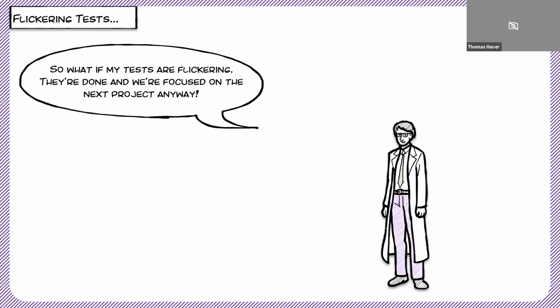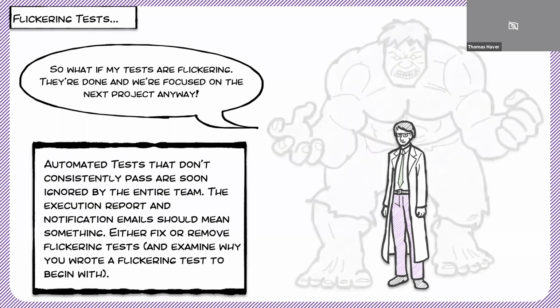Another one that I previously mentioned were the so-called flickering tests. So like you send off an execution report, half the tests fail, and you send it off again and a different number of tests fail, and nothing has changed with the application. So flickering tests are tests that you execute again and again and again, and independent of any sort of change to the application, they will seemingly pass or fail, like no rhyme or reason for it.